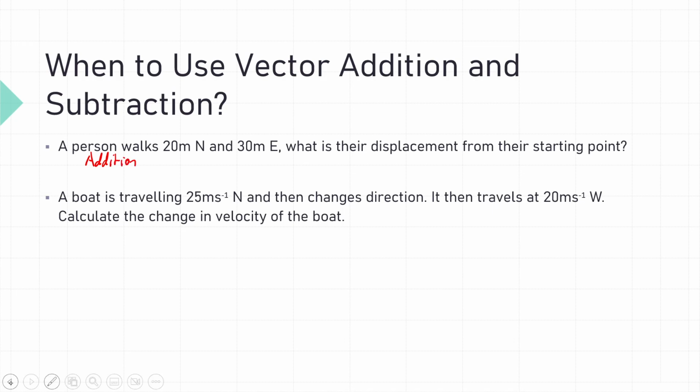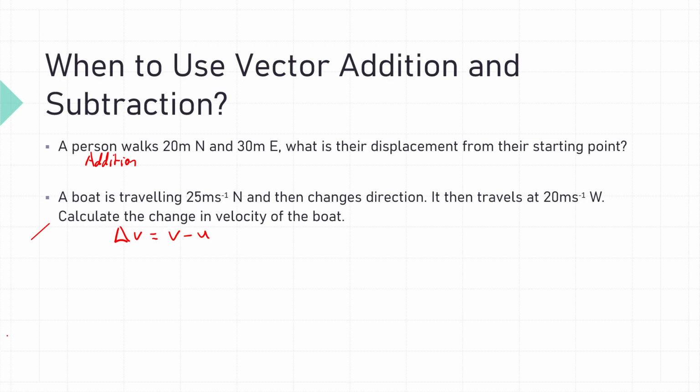In the second example there, it says that a boat is traveling 25 meters per second north and then changes the direction. It then travels at 20 meters per second west, being asked here to calculate the change in velocity of the boat. So for an example like this, because we're calculating change in velocity, in other words, delta V, V minus U, here we want to end up doing a vector subtraction based on the algebraic concept of finding change in velocity. So here we would take the final vector and subtract it by the initial vector.